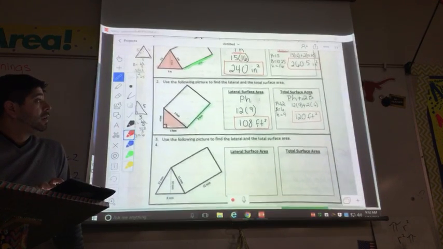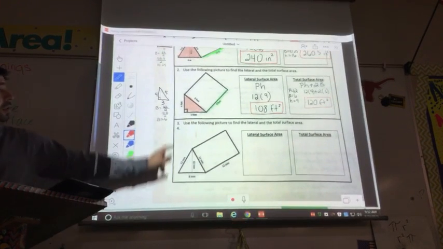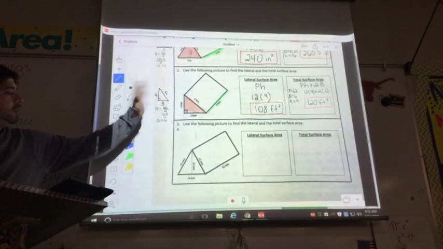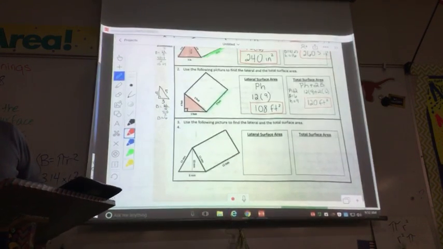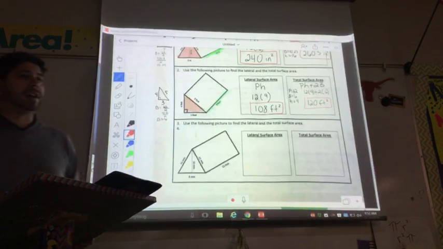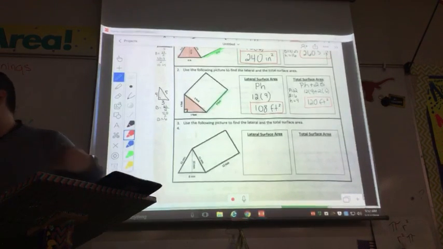All right. Go ahead and do this number 3. I don't know why that 4 is there. It's probably not supposed to be there. But go ahead and do number 3, and then we'll check it in a little bit. Give you a few minutes to do that. Follow the same exact steps.